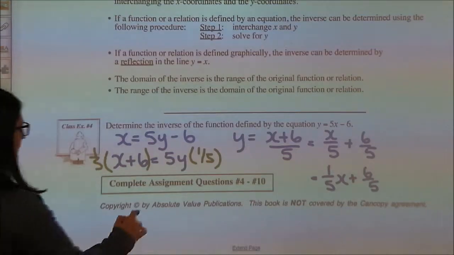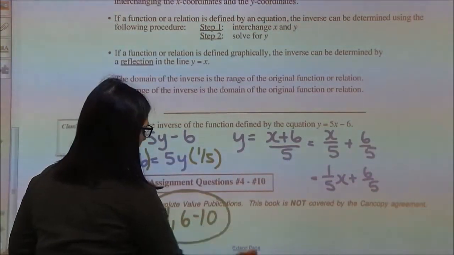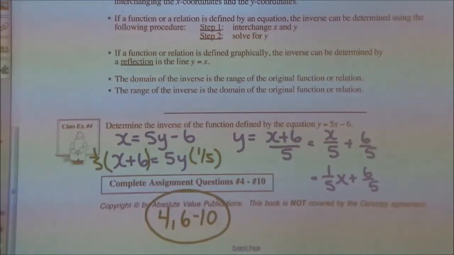I want you to do for practice question number 4 and then questions 6 to 10.